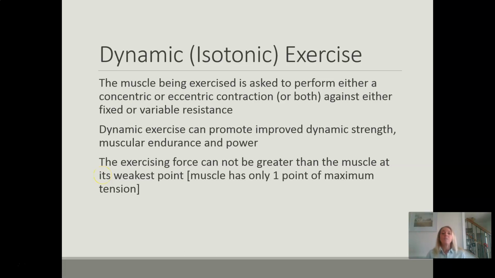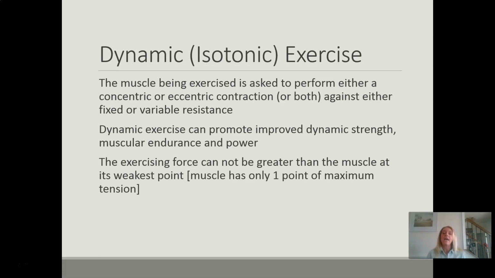So the muscle that's being exercised is either going to perform a concentric or an eccentric contraction, or both. Sometimes you do both in the same exercise with either fixed or variable resistance. Isotonic exercise is going to improve isotonic strength, endurance, and power. So this is how we do strengthening and endurance training.